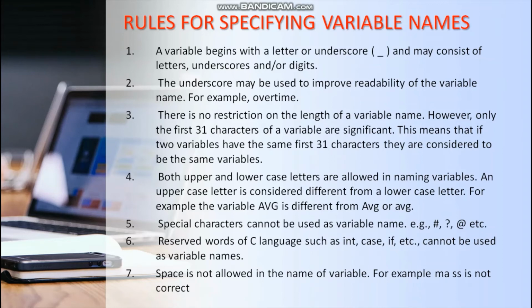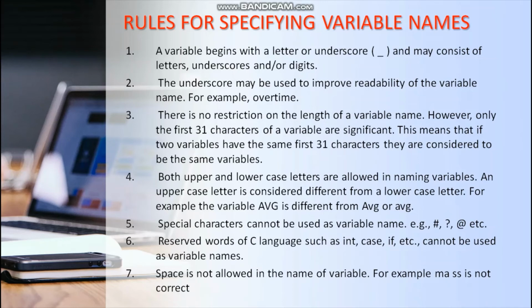The second rule: the underscore may be used to improve the readability of the variable name. For example, our_time, which is one word, or marks_of_the_student. There are many other examples; to include a space between two words or two characters, you can use the underscore.